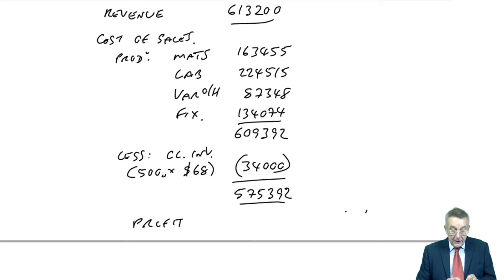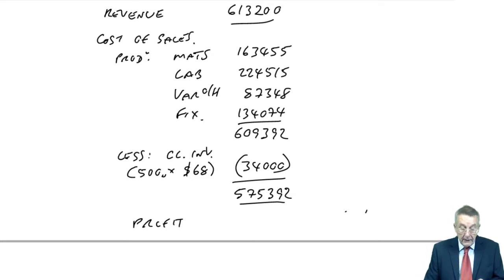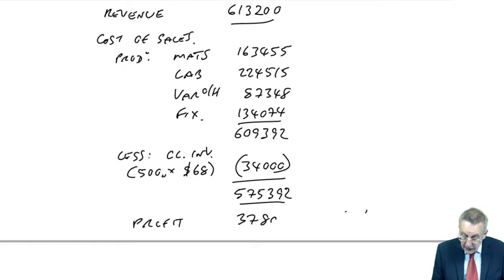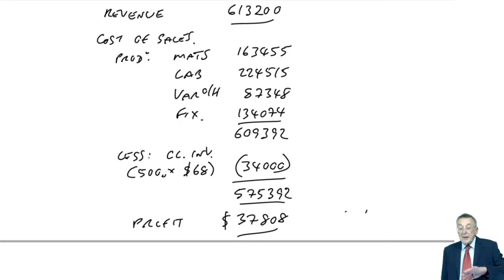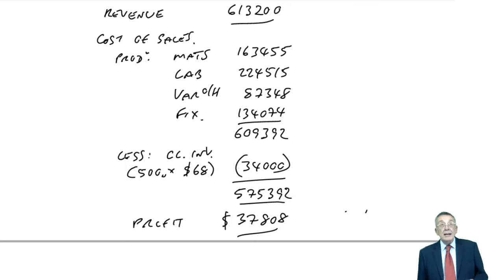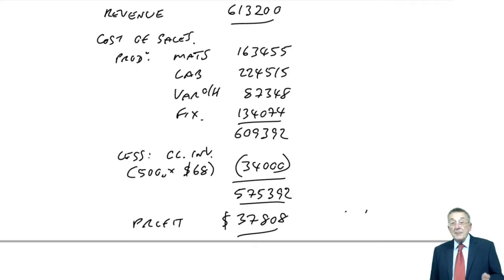Revenue 613,200 less 575,392, an actual profit of 37,808. Which again, is different from marginal. Let's not mess around with the marginal anymore. But the difference from marginal will be the change in inventory, 500 units times the fixed overheads, the standard fixed overhead of 15. It'd be 7,500 different.